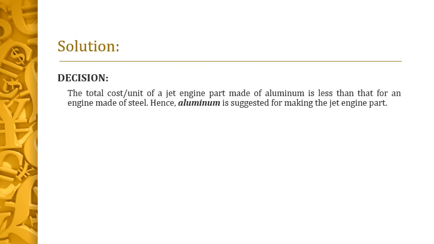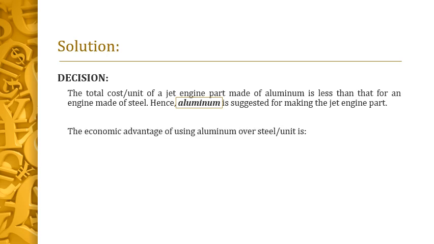So what is our decision? The total cost per unit of a jet engine part made of aluminum is less than that for an engine made of steel. Hence, aluminum is suggested for making the jet engine part. We choose aluminum, therefore.